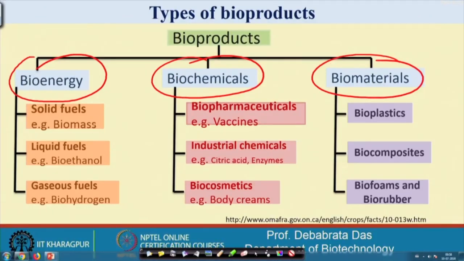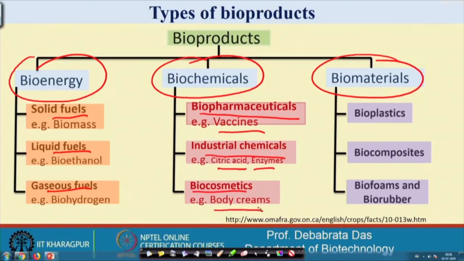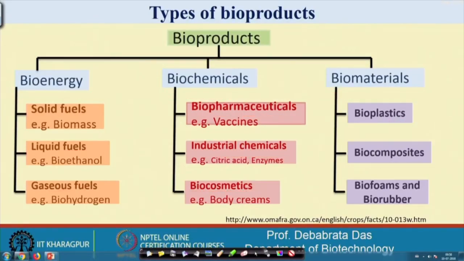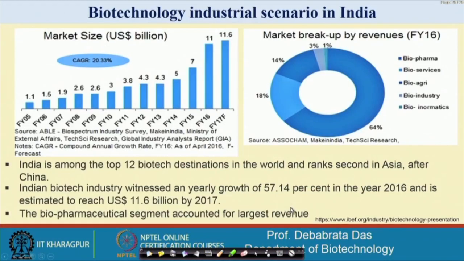Now in bioenergy, we have solid fuels, liquid fuels, and gaseous fuels. In biochemicals, we have biopharmaceuticals like vaccines, industrial chemicals like citric acid and enzymes, and then biocosmetics. In biomaterials, we have bioplastic, biocomposite, biofoams, and biorubber. So these are the several things that we have.